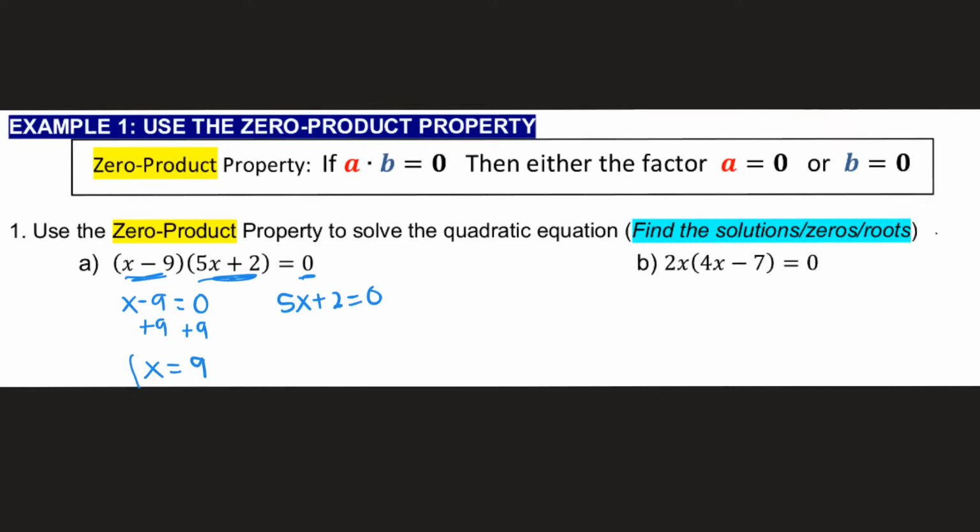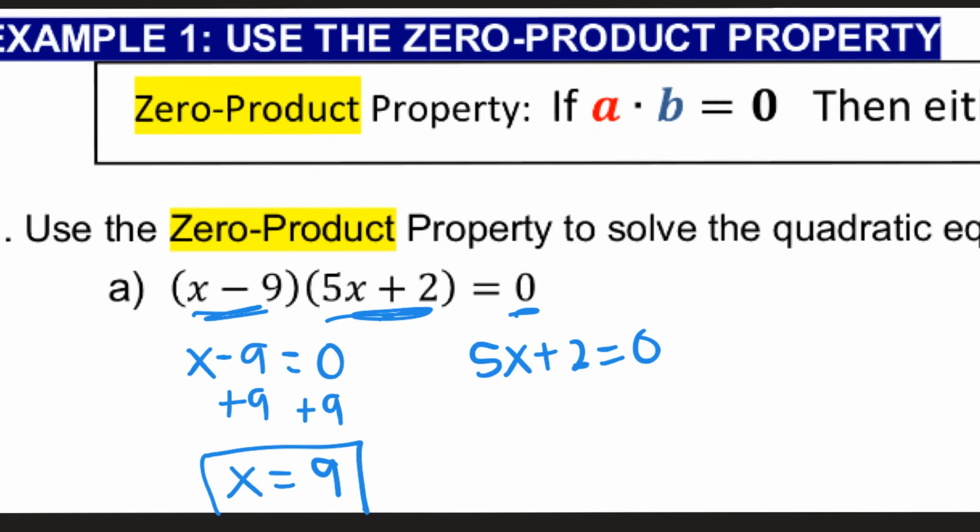That's my first solution. And then in this 5x plus 2, I'm going to subtract 2 because I'm going to do the opposite of addition. So I get 5x equals negative 2. Divide by 5, divide by 5. Do not worry about having a mixed fraction, so we're just going to have x equals negative 2 over 5. Those are my solutions. Those are where the parabola touches the x-axis, and I don't have to graph it to find it out anymore. Yay! We love that.